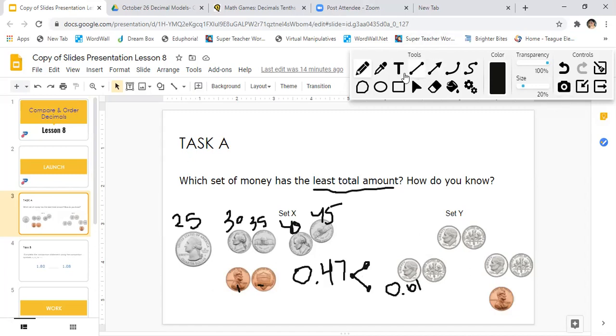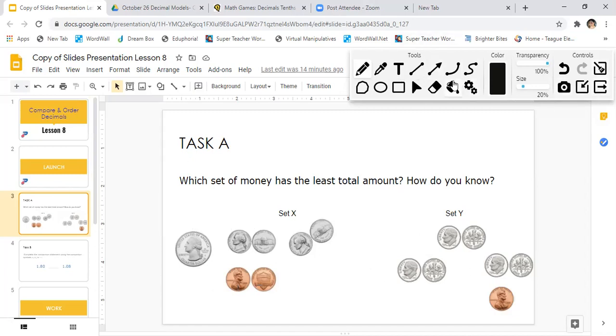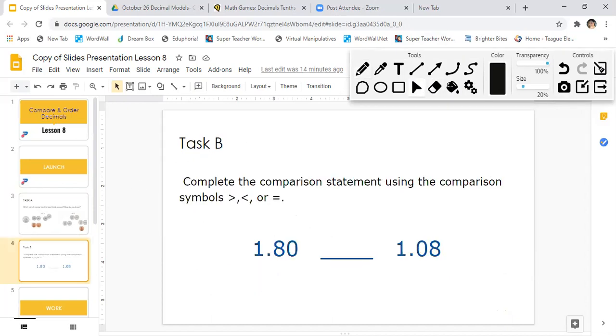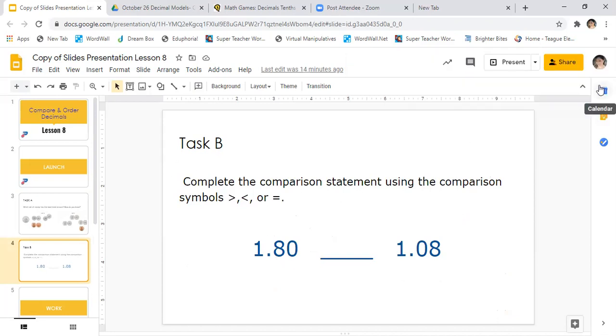Let's take a look at another one. I'm just going to sweep this away and go on to the next one. Let's compare 1 whole and 80 hundredths to 1 whole and 8 hundredths. So this is what I have to compare right now. This is my job right now, but I don't have a virtual manipulative where I can make this.